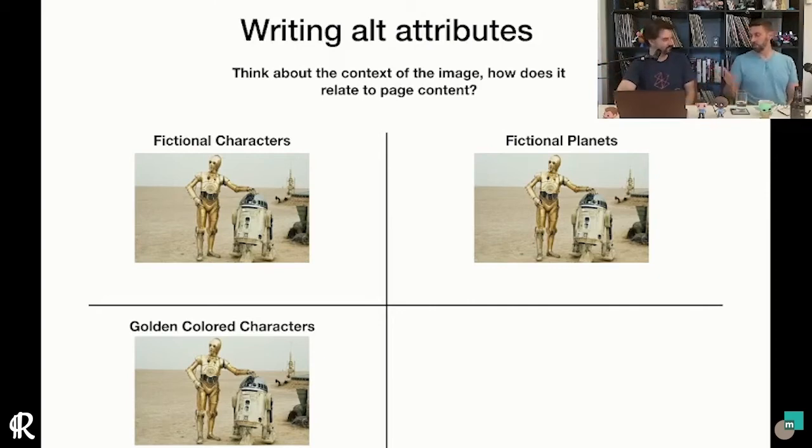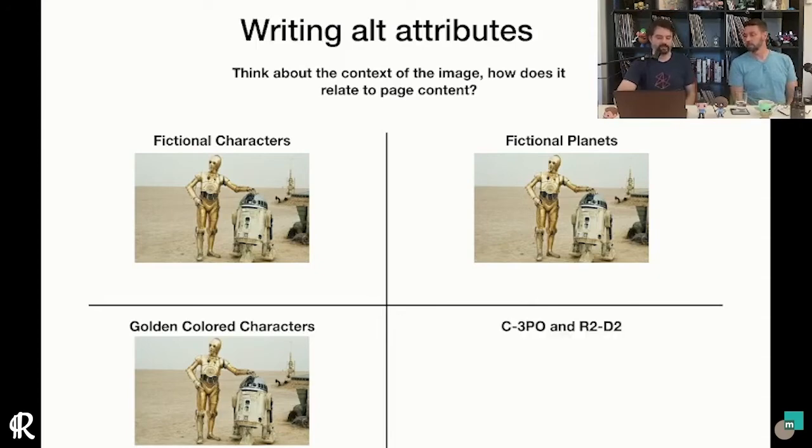So my first one, where I said C-3PO and R2-D2 on Tatooine from Star Wars, is a description that possibly describes almost all of these. And R2-D2 is not golden colored. Right. Yeah, but I think you're still good. Okay, so what's the fourth quadrant?